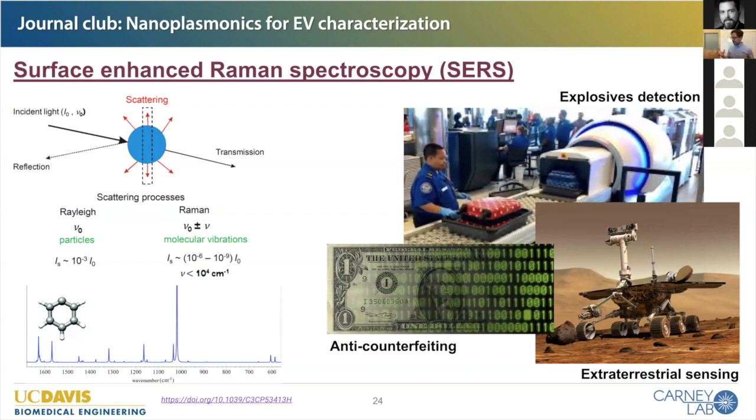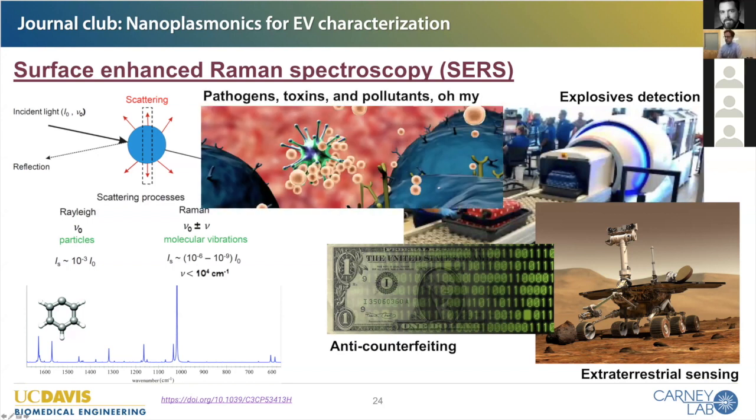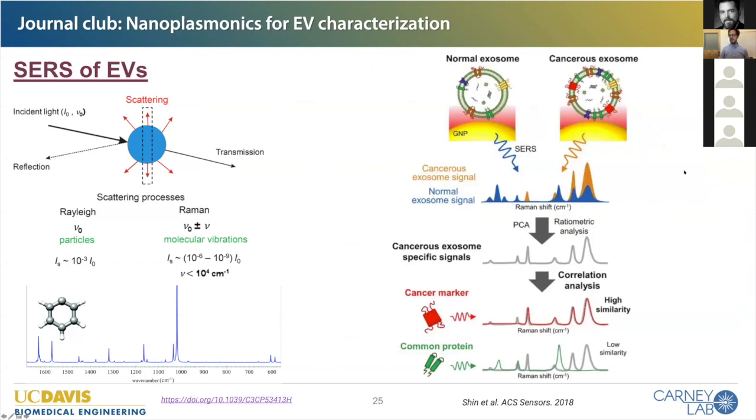We can date paintings and archaeological materials because we know the composition of the substances, let's say the paints, that those societies had access to. And of course, it's also being used for biology. So to detect pathogens, small toxins, pollutants, and of course, cancer-related biomolecules for liquid biopsy like EVs. So the basic premise then is to bring your EV close to a nanoplasmonic surface. Keep in mind this phenomenon, this crazy electromagnetic field, extends a few nanometers, maybe 10, 20 if you're lucky.